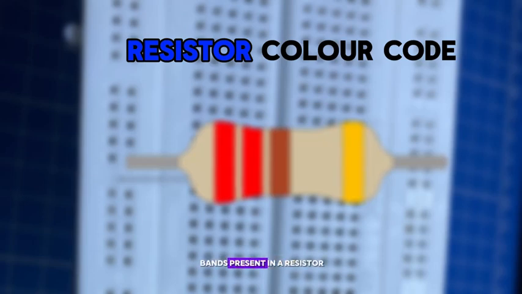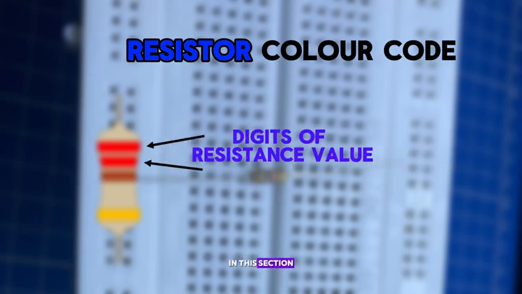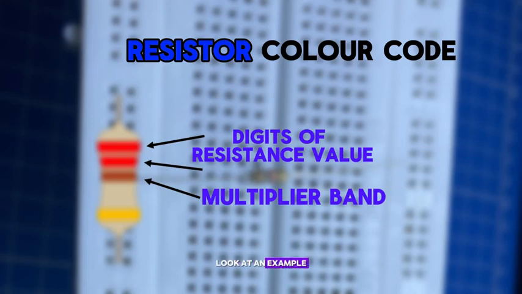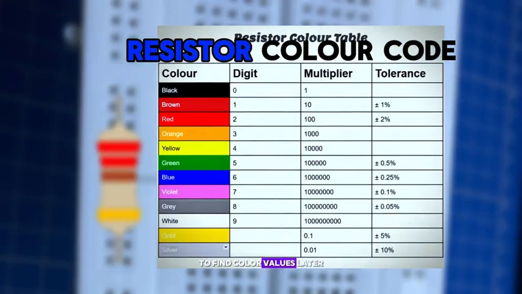The number of bands present in a resistor varies from 3 to 6. The first two bands indicate the resistance value, and the third band serves as a multiplier. In this section, let us discuss how to read resistor color codes, look at an example, and learn a mnemonic to remember the number sequence. But before we look into this example, it will be very important for you to know how to use the resistor color table, where the color starts from black, which represents 0 on the digit and 1 on the multiplier. You can take a screenshot and save it to use to find color values later.